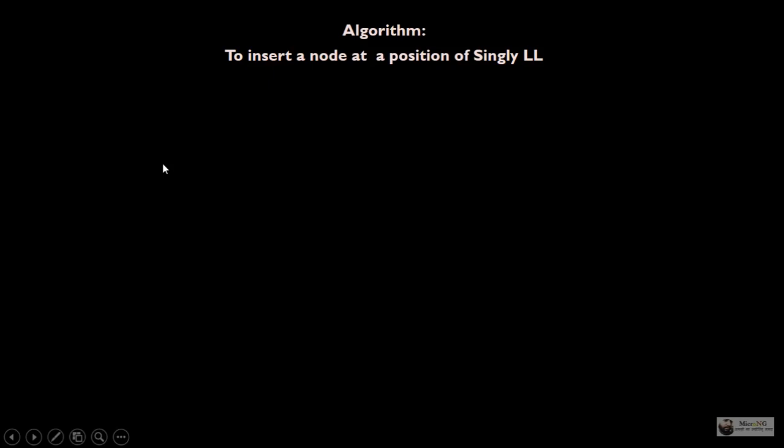Algorithm to insert a node at a position of a single linked list. So we need to insert a node after a particular node in a single linked list. There can be two cases in this. First is the search node is not found. If the search node is not found, we will not be able to insert a node after a position.